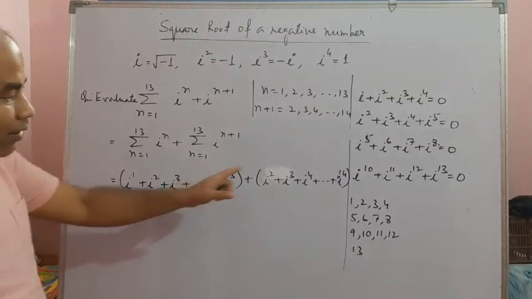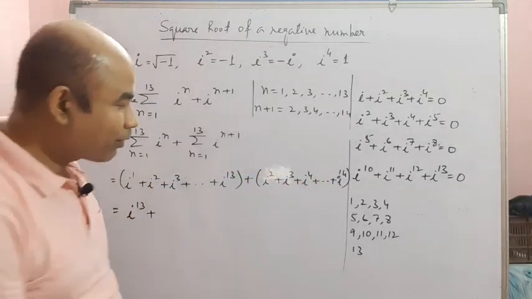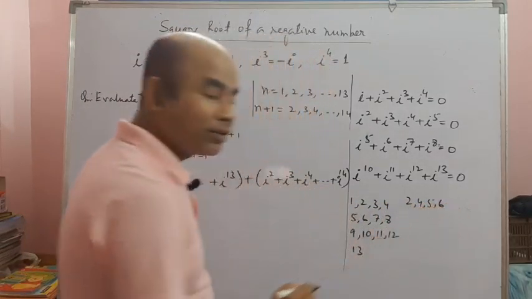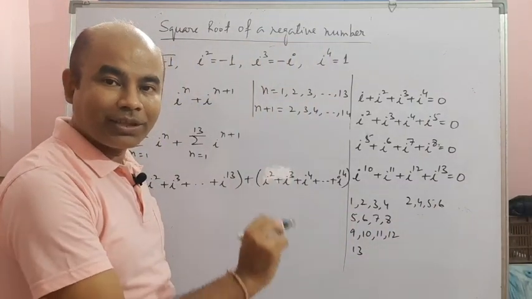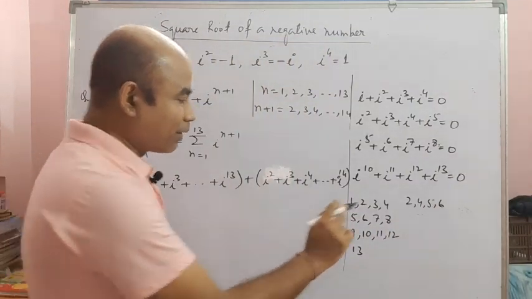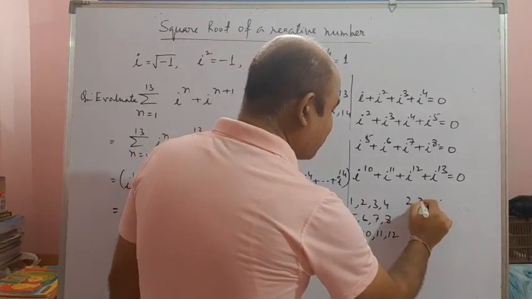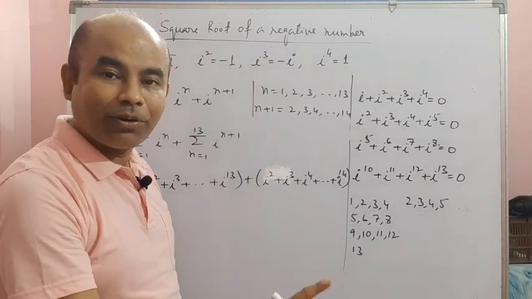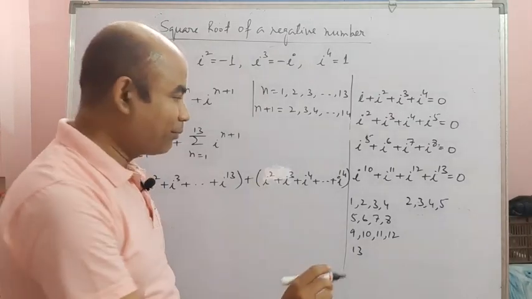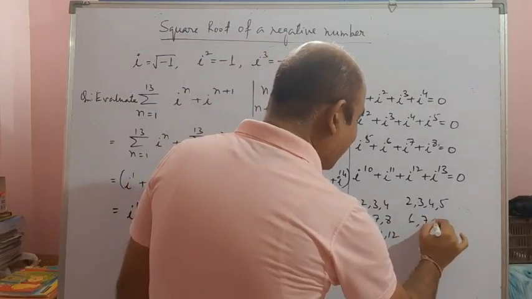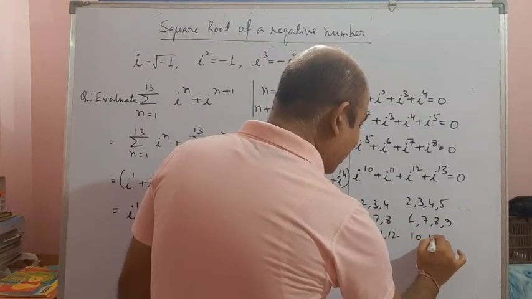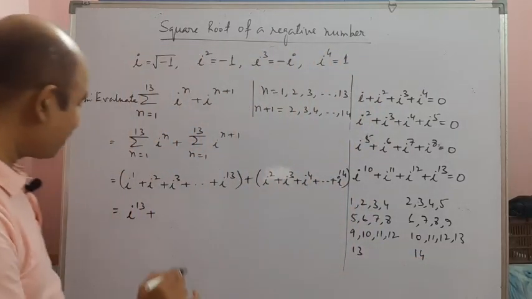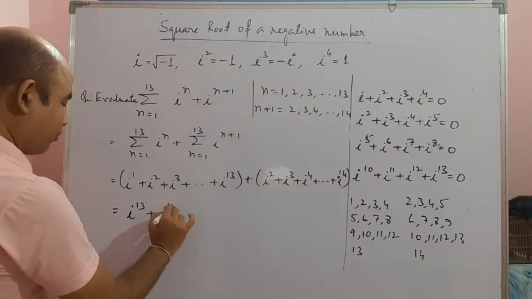Similarly, from 2 to 14. In one group you will have 2, 3, 4, 5. These are 4 consecutive integers: i to the power 2 plus i to the power 3 plus i to the power 4 plus i to the power 5. The answer will be 0. Next group 6, 7, 8, 9, and then 10, 11, 12, 13. Only 14 is left. So it will ultimately be i to the power 14.